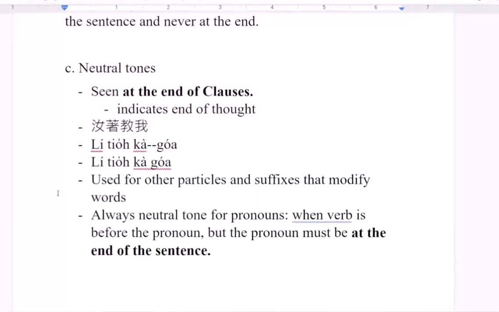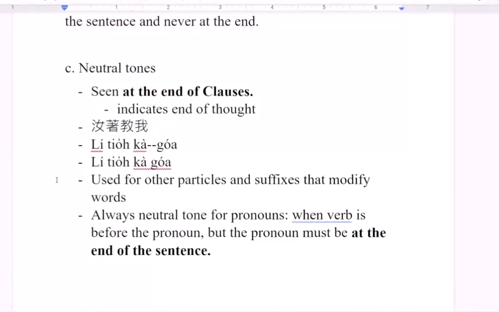So this is a very good example of why a neutral tone is very important, because it pretty much concludes the sentence. Okay, your turn, Sigmund.